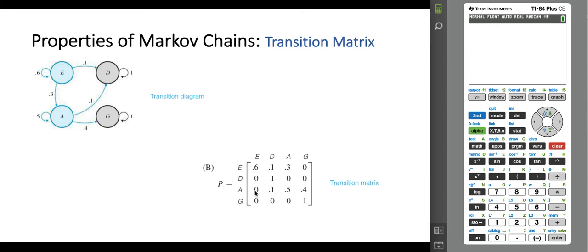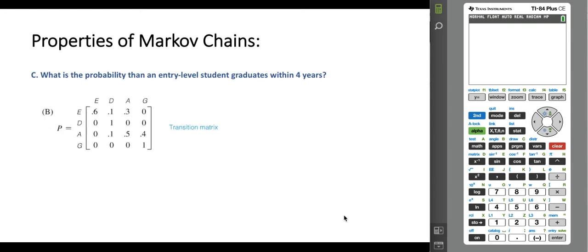Same thing for each one of these rows. Remember, right here, dropout into dropout is 1. We call that an absorbing state. Once you become a dropout, you stay a dropout. You're going to see that in the next couple sections. G is also absorbing because once you graduate from the program, you stay a graduate. Okay, let's go on and interpret this.